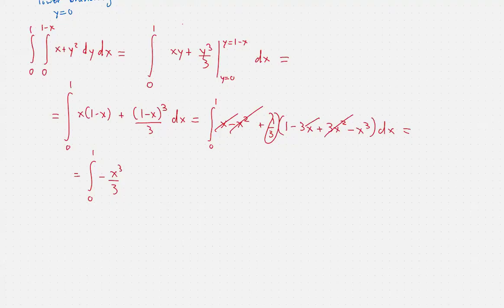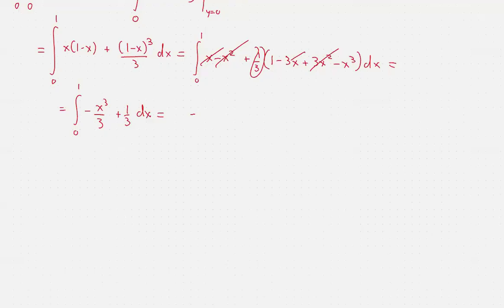And now we will have negative x to the 4th over 12 as the antiderivative of the first summand and 1/3 x for the second summand. We go from 0 to 1, and of course this is negative 1 over 12 plus 1/3. 1/3 is the same thing as 4 over 12. And this will be eventually 3 over 12, or also known as 1/4.